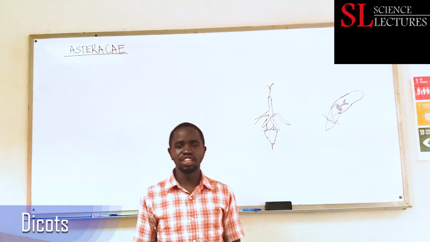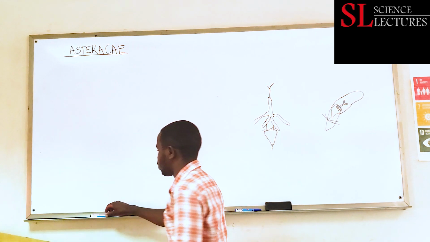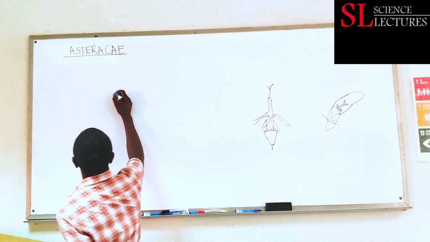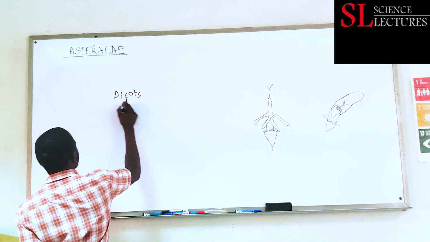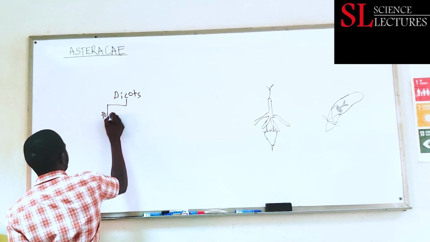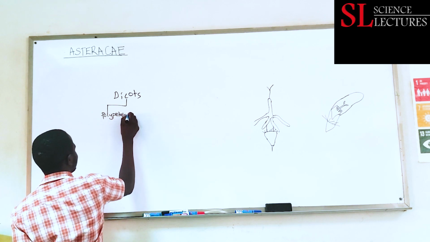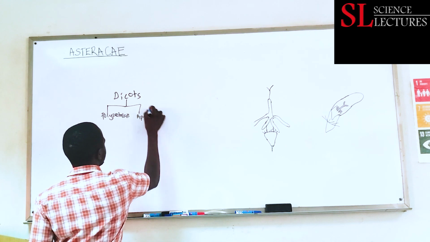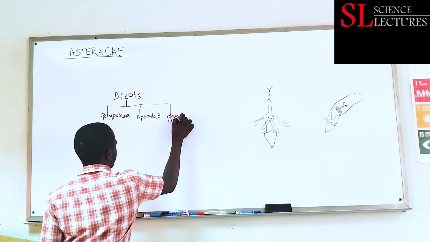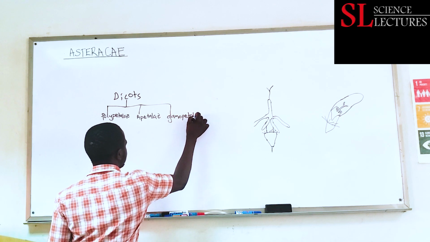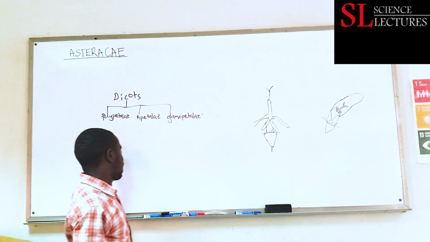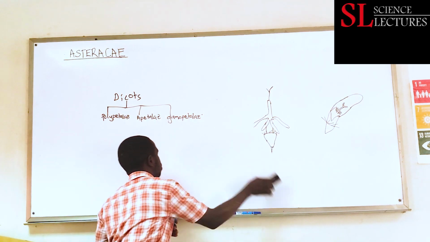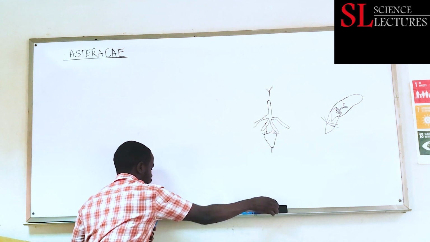So today we are going to look at the last class of dicots. Remember, we said according to the Bentham and Hooker system of classification, dicots were divided into three: polypetalae, which we discussed earlier, apetalae, and gamopetalae. We've discussed polypetalae and apetalae. If you've not yet watched those videos, please do so. Today we are going to look at the last class, which is gamopetalae.